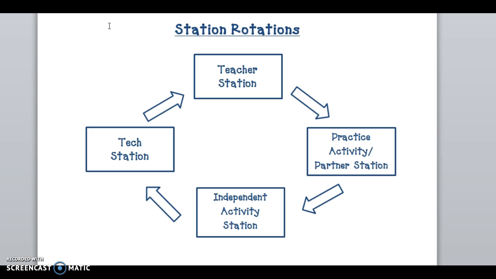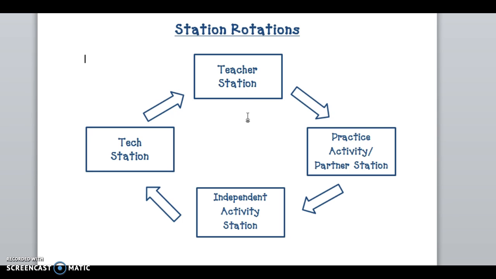When they go to the next step or the next rotation that they might have, which might be practicing their activity with a partner, they would be able to then do what we just did in our small group. So whatever it is that I just showed them, they can go and continue practicing that with a partner.